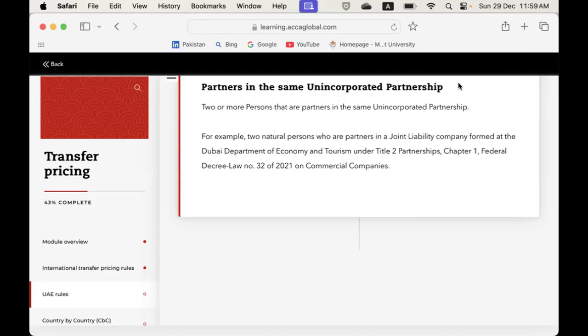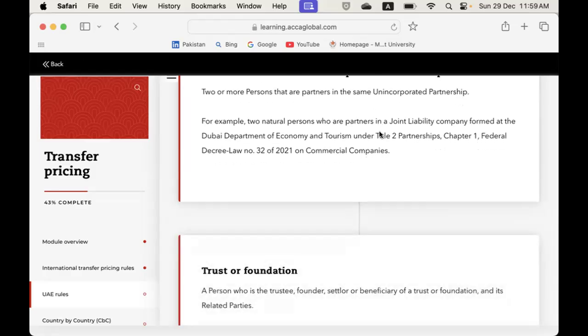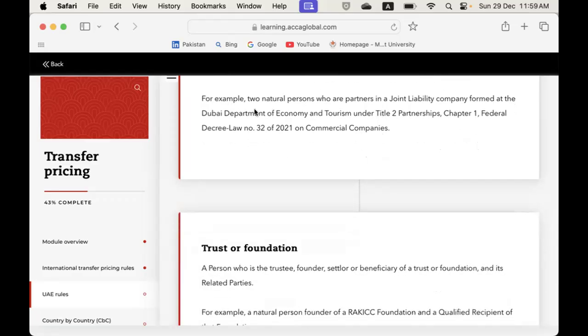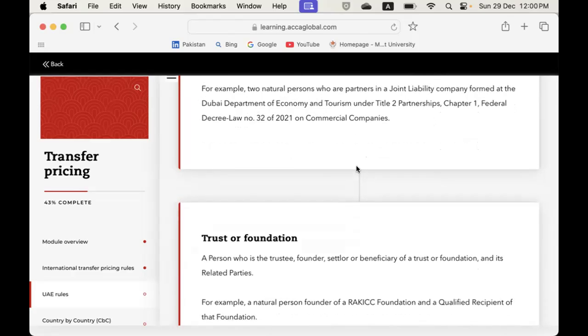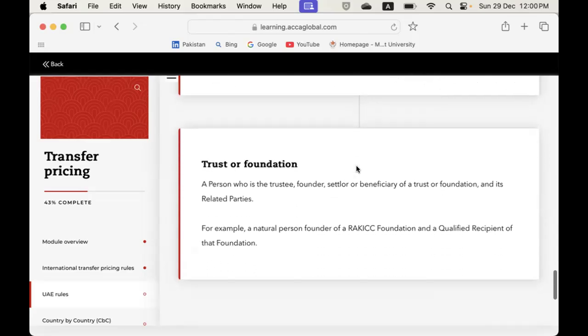So by making an application to the Federal Tax Authority that please treat us as a single fiscal unit, an unincorporated partnership can be taxed at entity level, but that will happen only by way of an application. Okay, so that is the exceptional treatment. Anyways, for example, two natural persons who are partners in a joint liability company formed at the Dubai Department of Economy and Tourism, if they are natural persons, they will be treated as related parties.